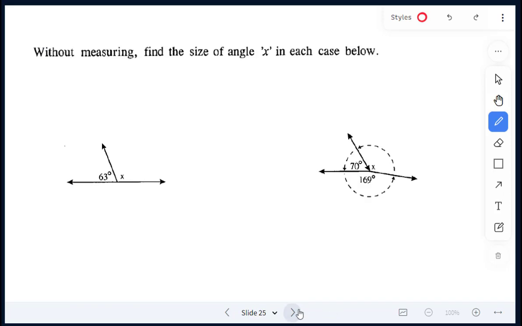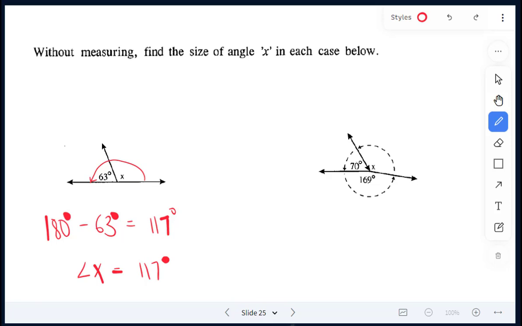All right, so let's practice some of these questions using everything we just learned. So for the first example, we're going to take 180 degrees, subtract 63 degrees, which gives us 117 degrees. All right, so angle x is equal to 117 degrees.